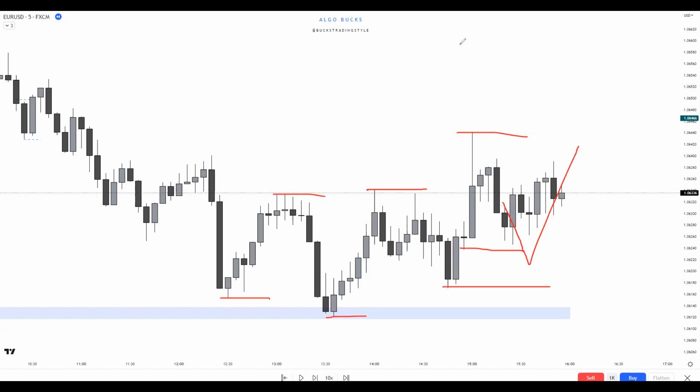Quick one. I actually took 3 buys there. Okay. I took 3 buys there at this point. I think one was here. The second one was here.